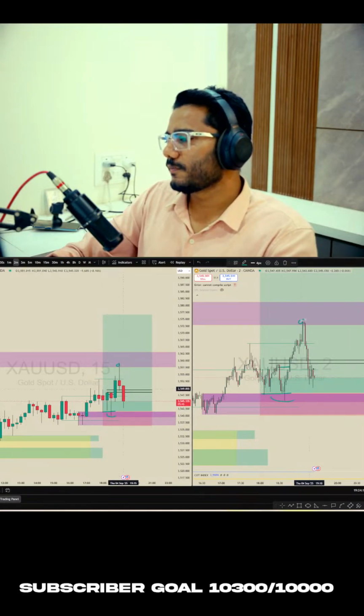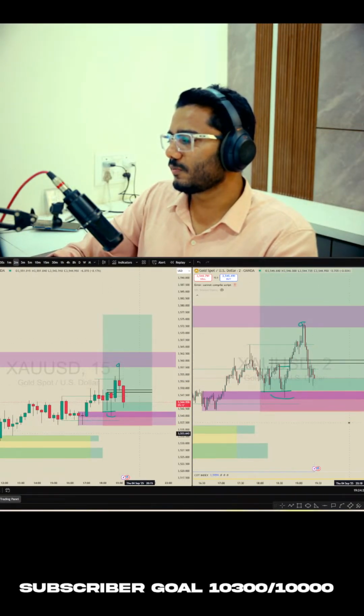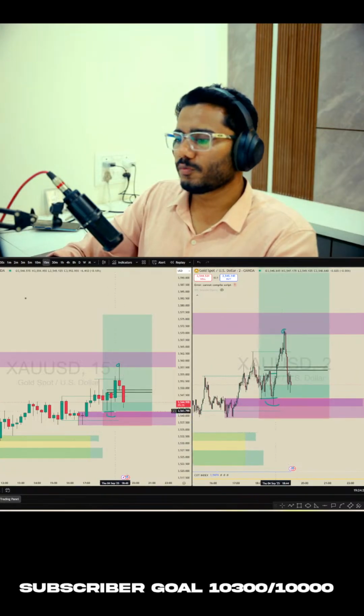Price broke the structure. If price breaks this low, then probably price will hit the stop loss and it will start to go down. So I don't think it will break this. I hope so.